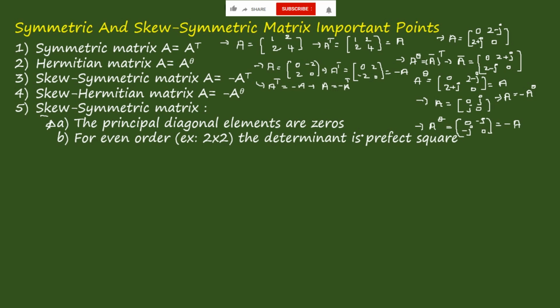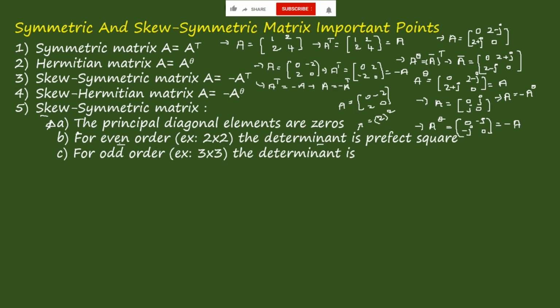If we consider an example for this one, okay, we know that when a matrix A is equal to something like 0, minus 2, 2, 0, find the determinant of it, then we get 2 square. Yes or no? So for every even order matrix, we get a determinant as a perfect square. Come to the next one. For the odd order matrix, like a 3 cross 3 matrix, the determinant is 0.